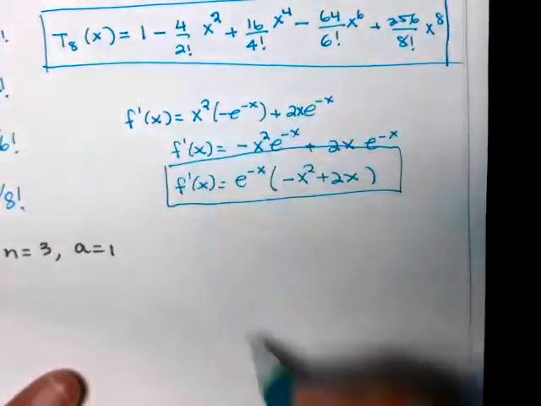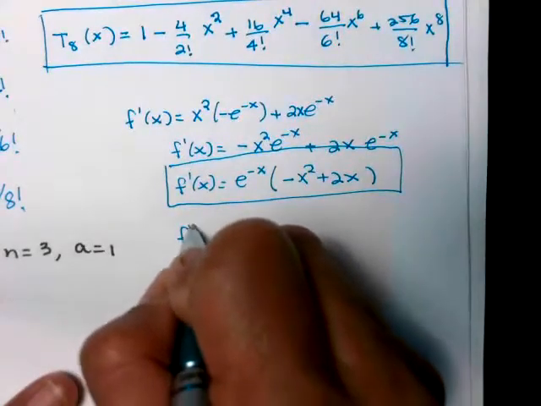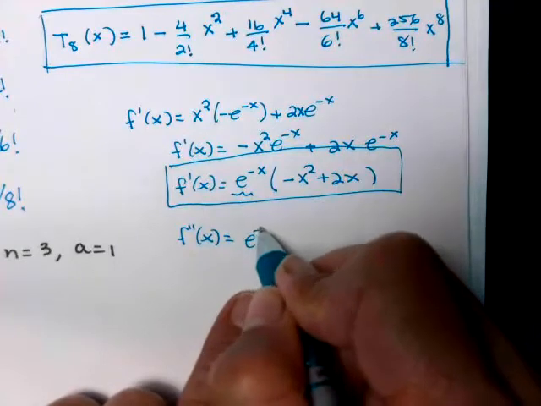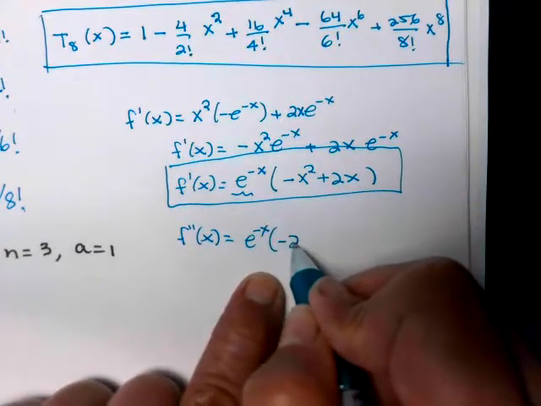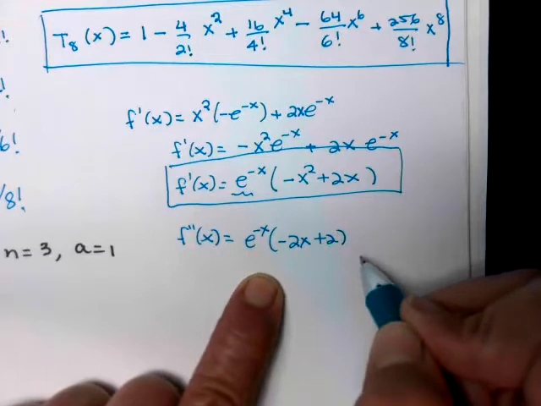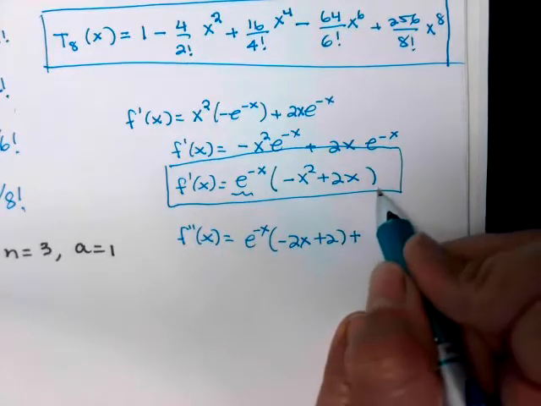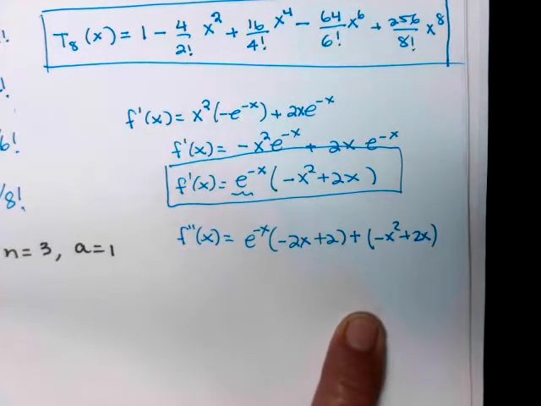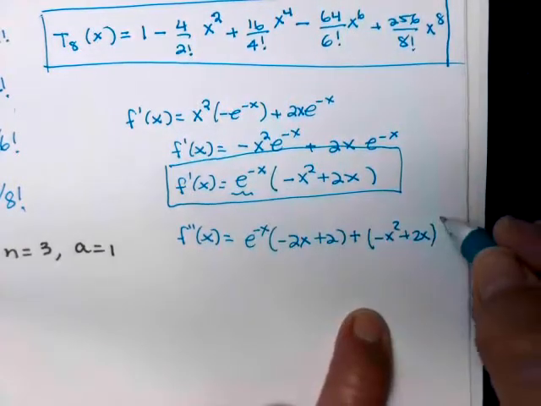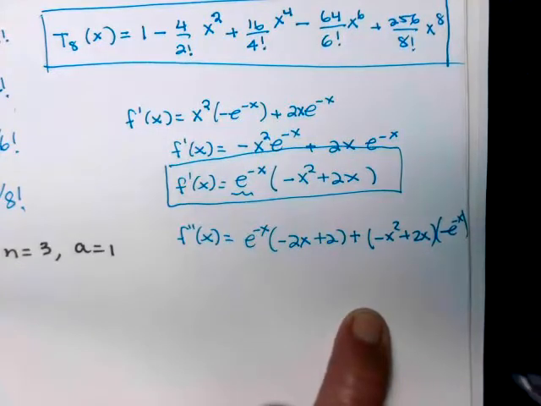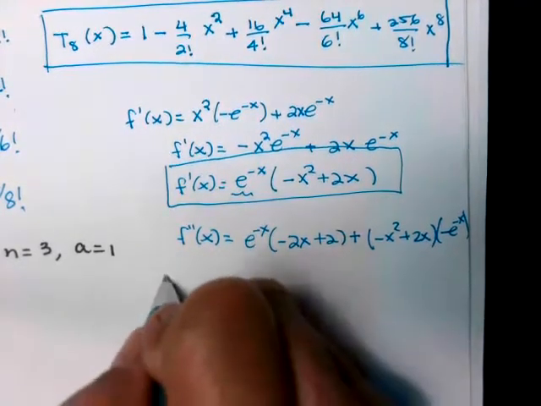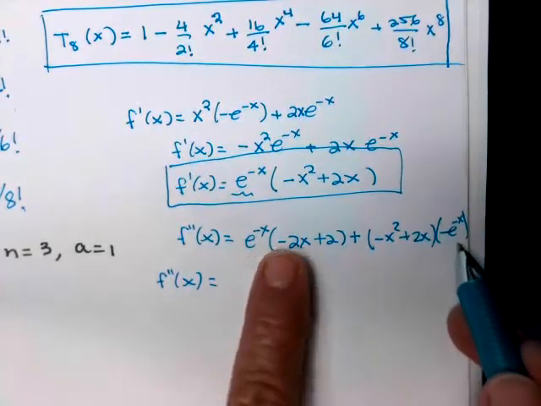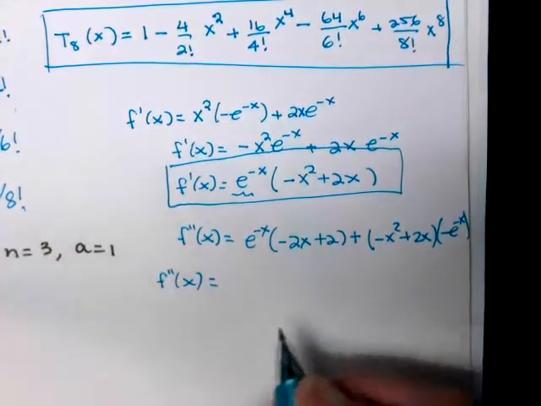Now we have to go again. We have a couple more times. So second derivative. Okay, so the first times the derivative of the second, negative 2x plus 2, plus the second times the derivative of the first. So that'll be times the negative e to the negative x. Okay, so let's go ahead and tidy up that second derivative. They both have the e to the negative x, so let's take the e to the negative x out in front.